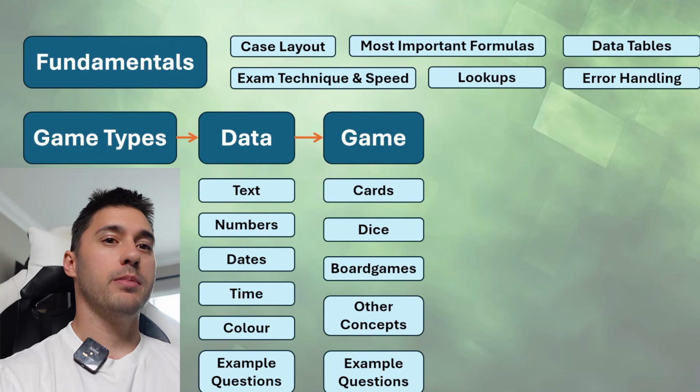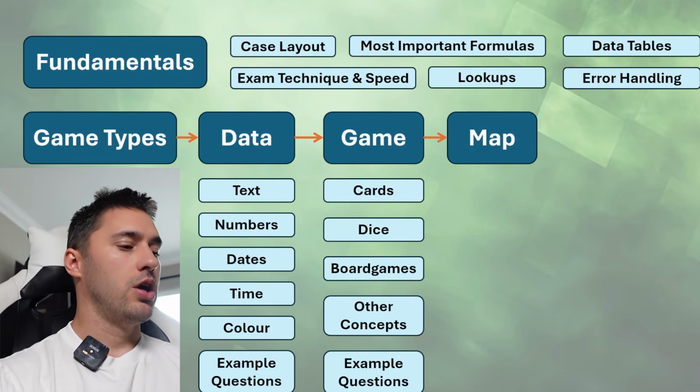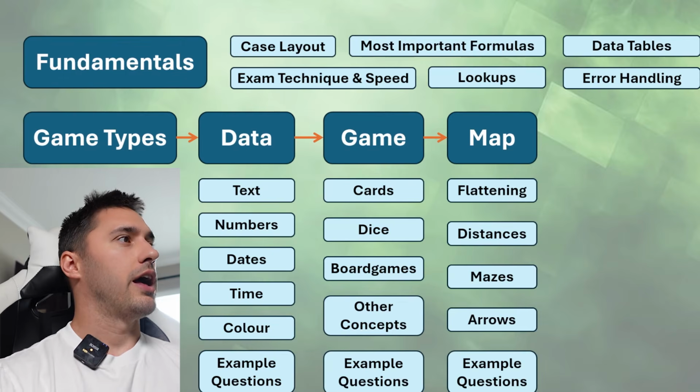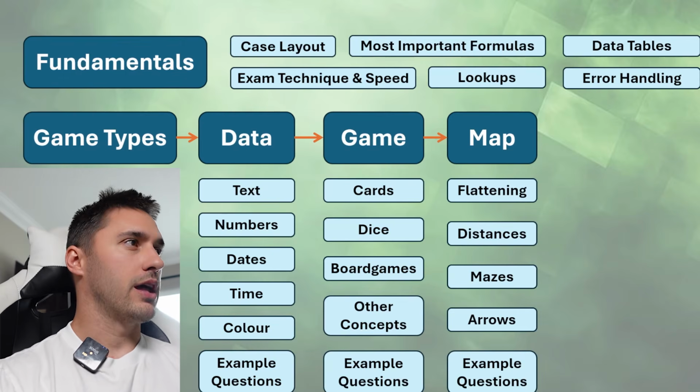Then the next type of game is maps, everybody's favorite. We're going to go from first principles, how to flatten data and make it easy to work with, the fundamentals of calculating all kinds of distances. Then we're going to cover mazes, directional arrows, and go through some example solves.